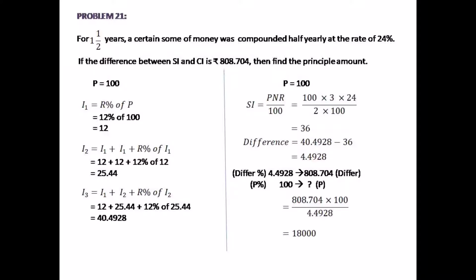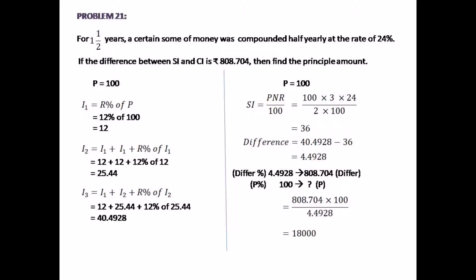Let us find the interest. Let P be 100. I1 equals 12% of 100. Gives I1 is 12. I2 equals 12 plus 12 plus 12% of 12. Gives I2 is 25.44. I3 equals 12 plus 25.44 plus 12% of 25.44. Gives I3 is 40.4928.